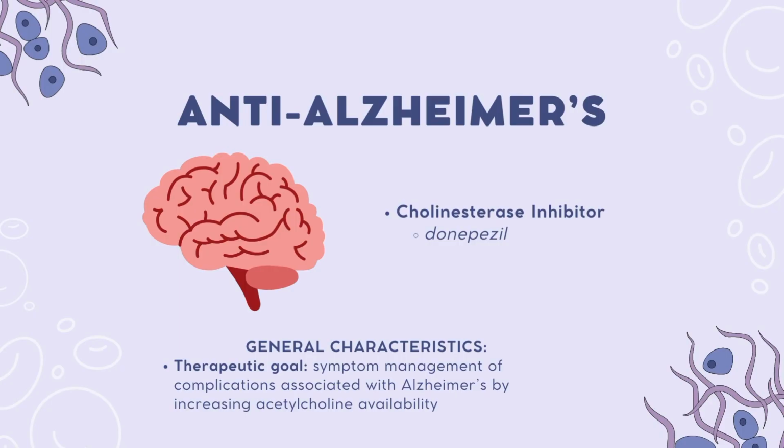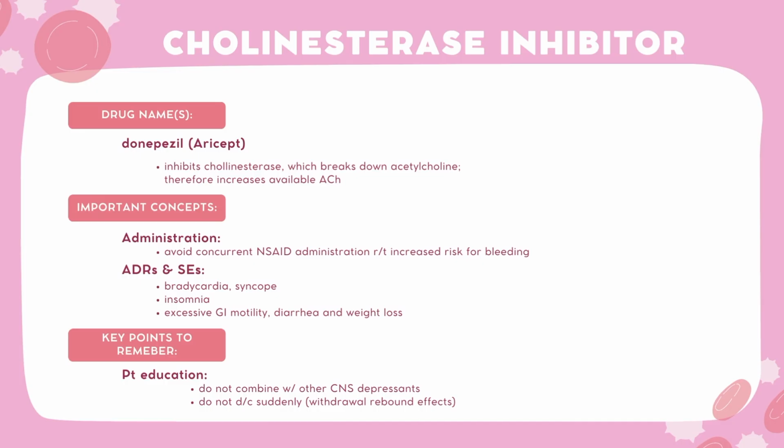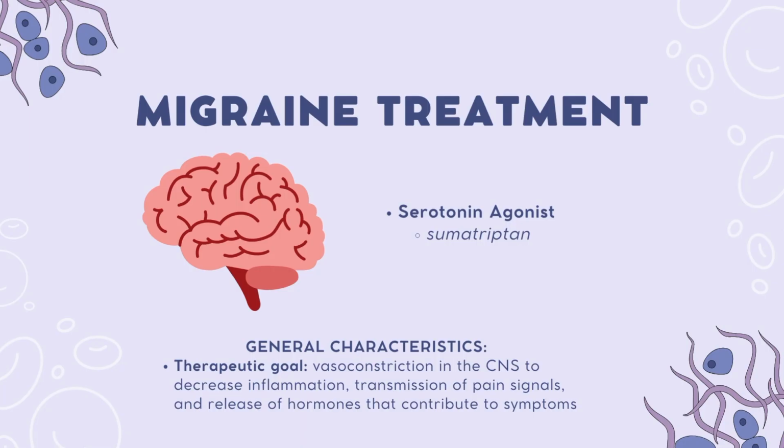On to drugs used in the management of Alzheimer's. While not a cure for Alzheimer's, the drug donepezil is used to increase acetylcholine availability and reduce symptoms associated with this neurodegenerative disease. The drug works by inhibiting the breakdown of acetylcholine by the enzyme cholinesterase. More acetylcholine available can contribute to increased SNS stimulation, leading to potential adverse reactions of bradycardia and syncope, insomnia, and excessive GI motility.